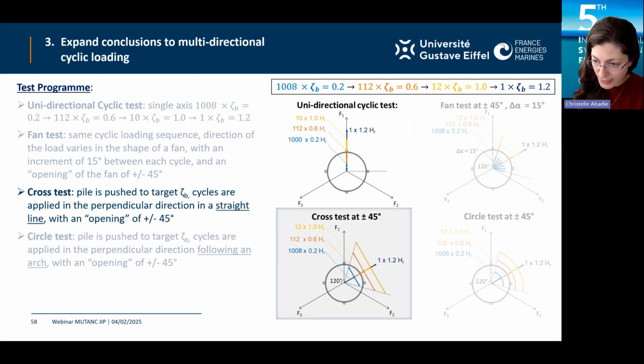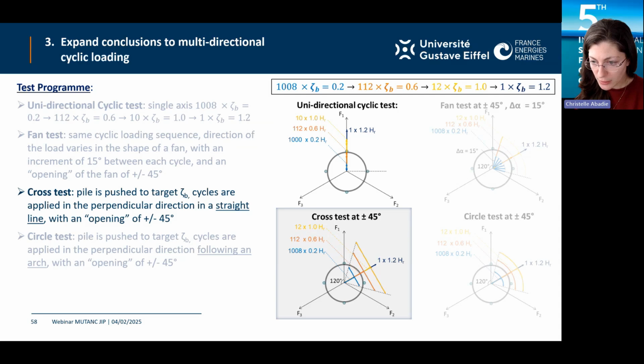Now, onto the cross test. So in this test, what we do is we load at 20% of the maximum load, and we then load cyclically in the perpendicular direction for 1,008 cycles. And the amplitude of that load that you see in the perpendicular direction is chosen so that the opening of the cone is 45 degrees on either side, so 90 degrees total. And then we do it again at 60%, and then we do it again at 100%.